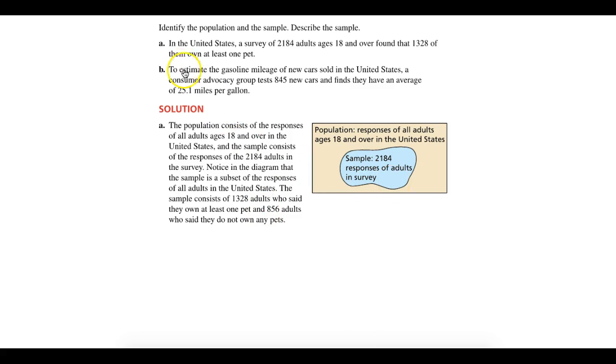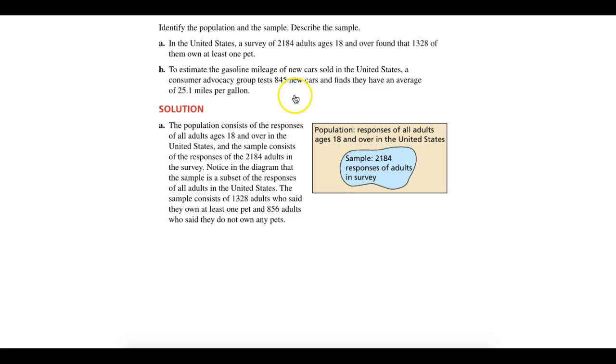In the next one, we want to estimate the gas mileage of all new cars sold in the US. So to do that, a consumer advocacy group tested 845 new cars and found they have an average of 25.1 miles per gallon. So in this one, remember, our population is going to be the group we want information about. In this case, we want information about all new cars sold. Okay, that's going to be our population, all new cars sold.